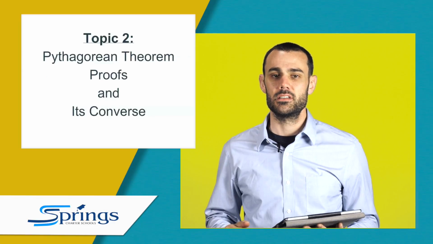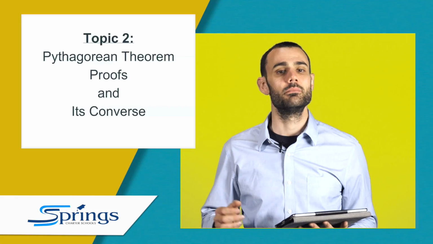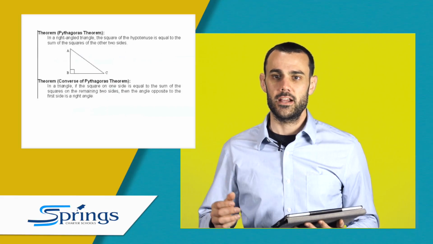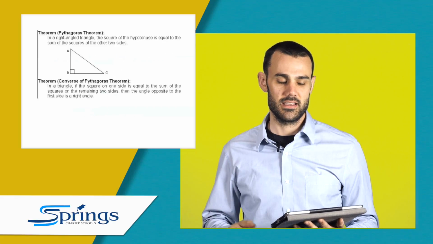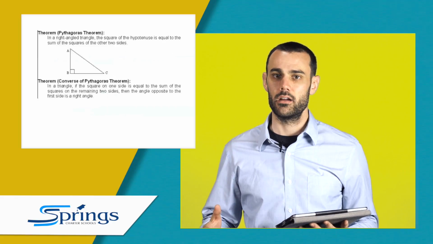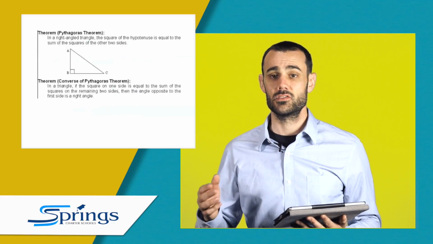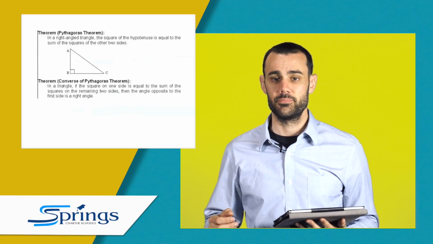The second topic we talked about in this chapter was Pythagorean theorem proofs and its converse. Remember that the Pythagorean theorem is used as the following. It says that in a right triangle, the square of the hypotenuse is equal to the sum of the squares of the other two legs of the triangle.